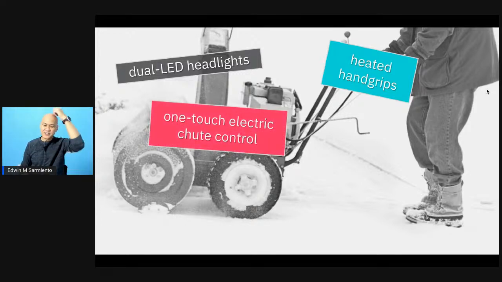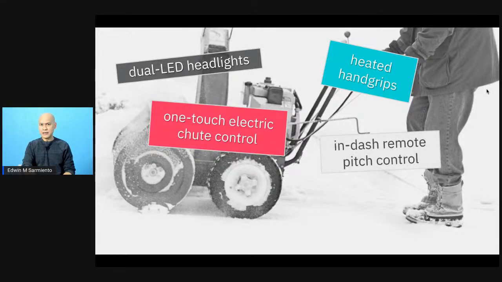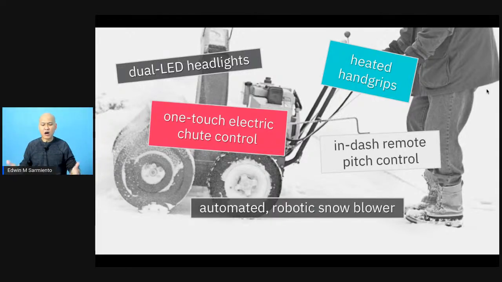Or that one-touch electric chute control, like one touch with all of these fancy gadgets on your dashboard, like even the in-dash remote pitch control. You know how people are now starting to introduce iPad-style touchscreen controls on just about anything. Just go see a Tesla. And then the automated robotic snowblower. And this is all of the features.